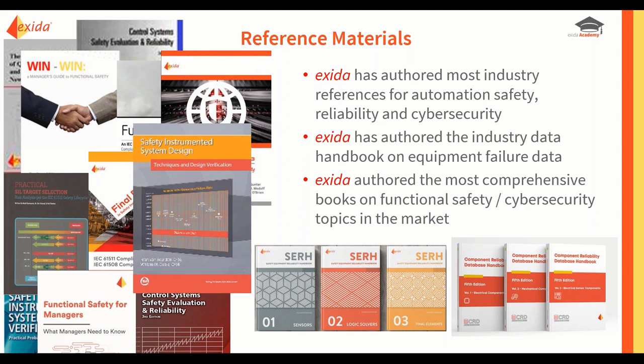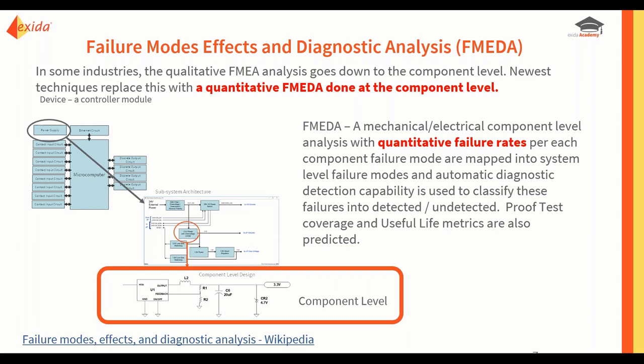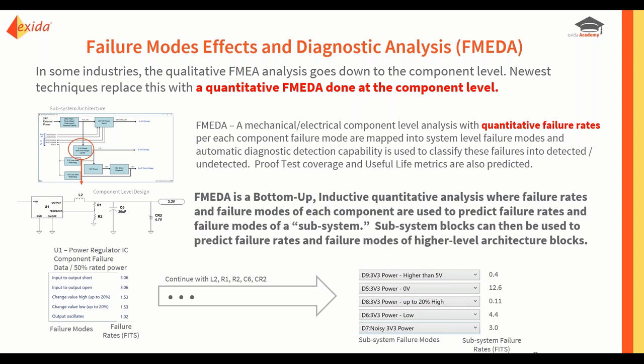About FMEDA: this is a quantitative type of analysis, as opposed to an FMEA, which in some industries still goes down to the component level. With an FMEDA, we go down to the component level and look at the failure rates and failure modes for the components, and map them back up to the particular failure modes that were previously predicted during an FMEA. Where an FMEA works from the top down, an FMEDA is a bottom-up approach. You're working at the low-level components at the board level and working your way back up.